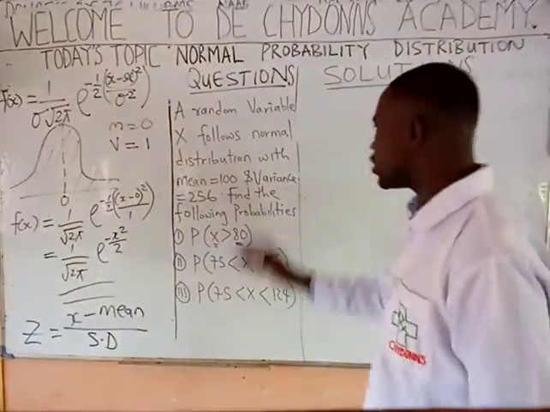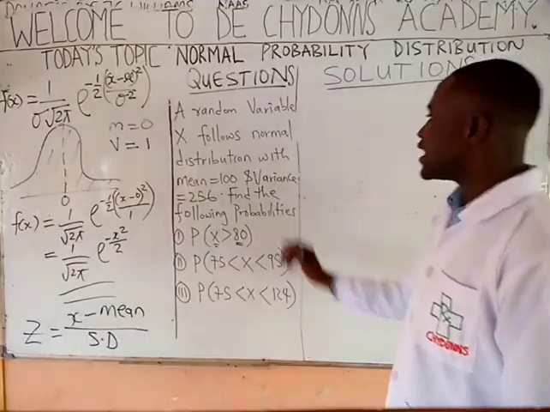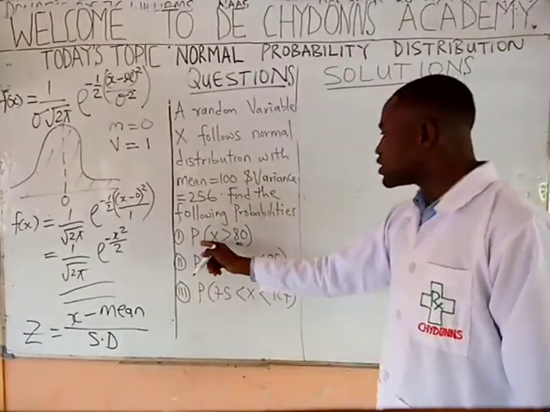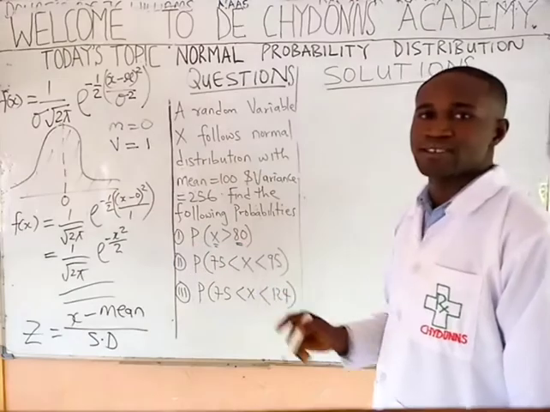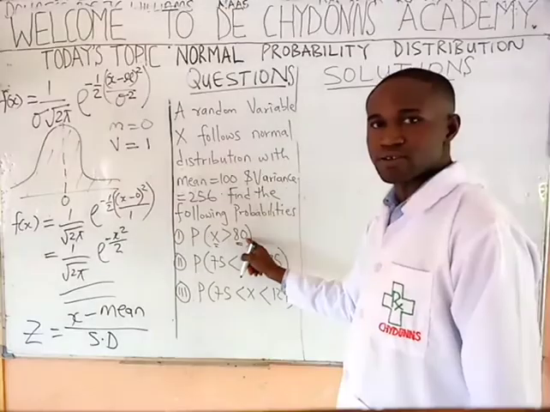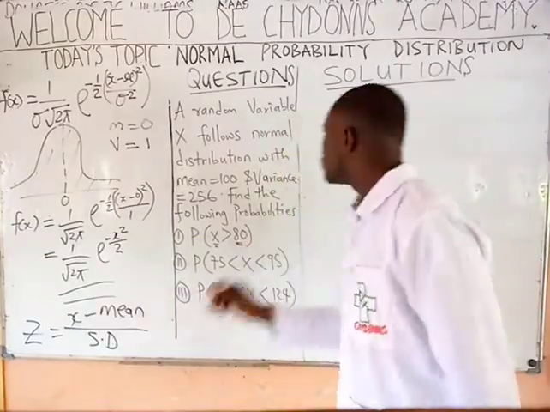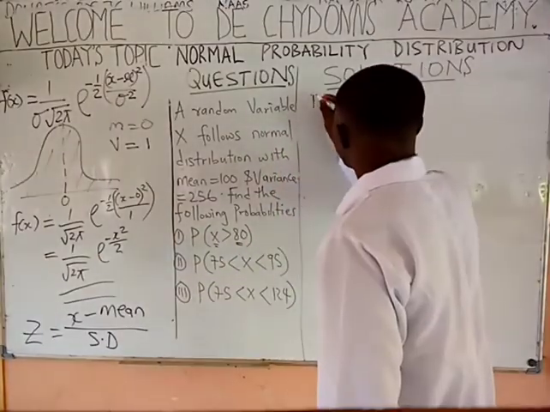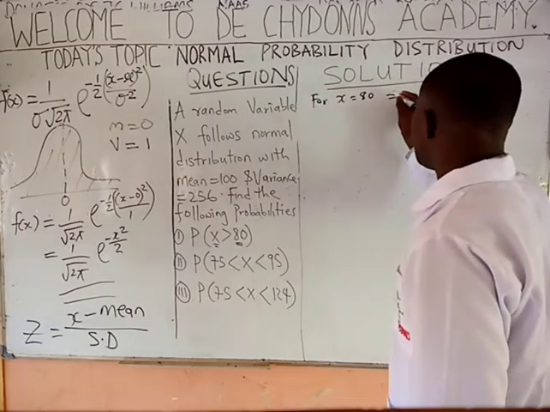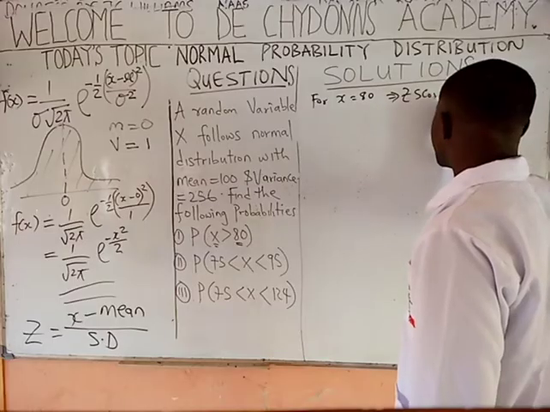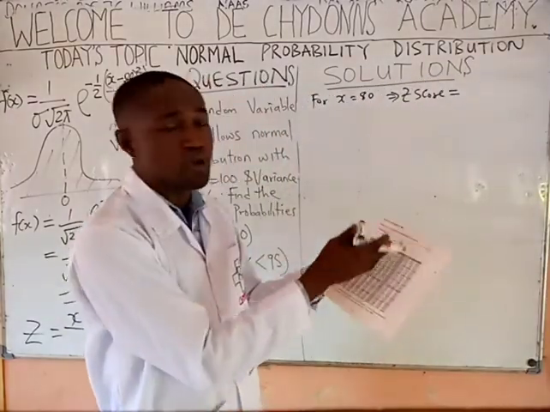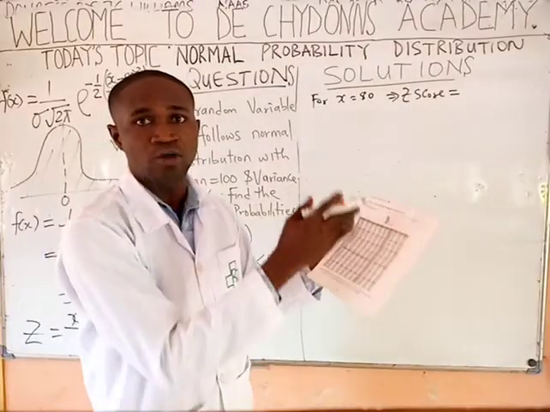Now let's see a question. They said that the mean is 100 and the variance is 256, and that we should get the probability of x greater than 80. To solve it, we say our x will be equal to 80, so that we can put it in our z-score. For x equals 80, we convert it to a z-score so that we'll be able to locate it in our 4-figure table.